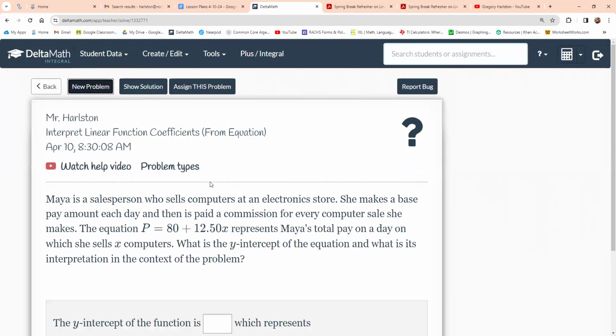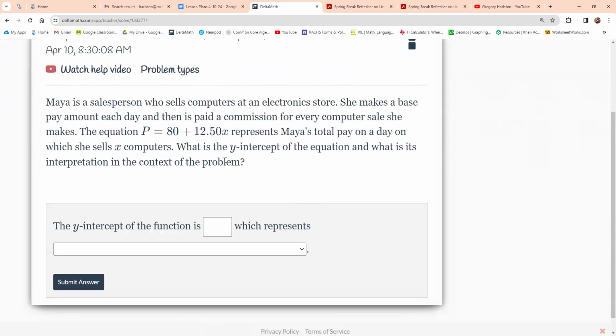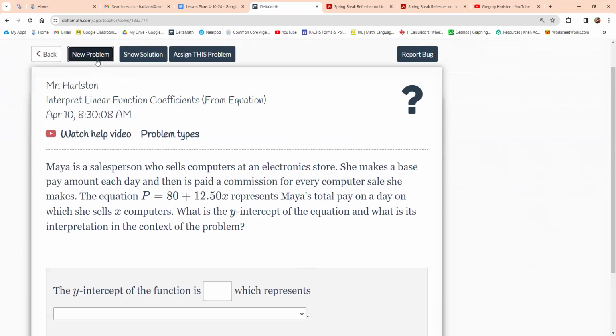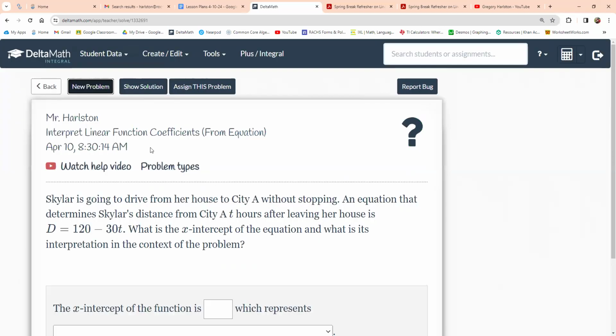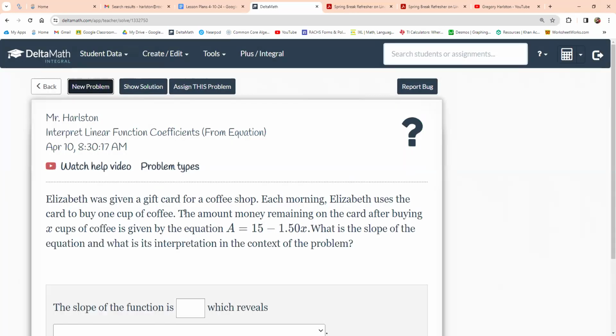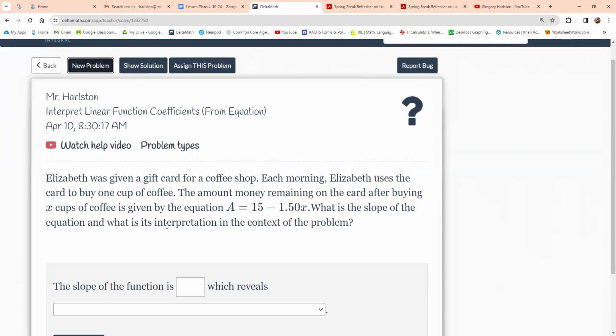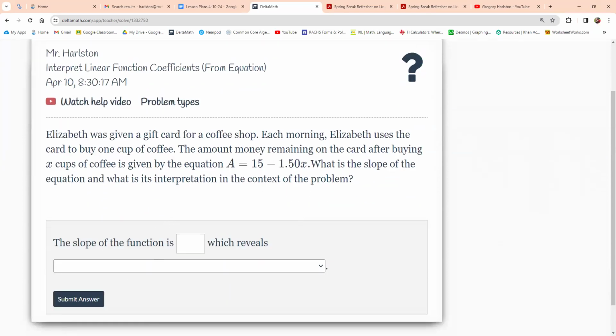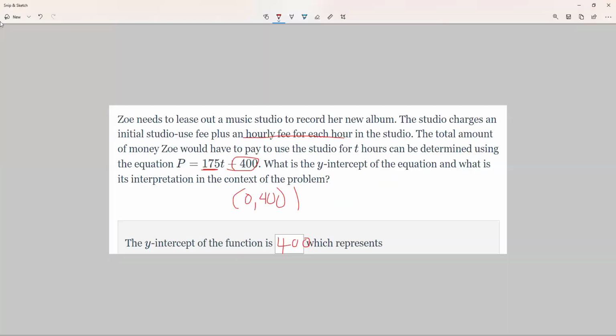Now let's do another one. Let's see what we got here. This is another y-intercept question. Let's see if we can find one that has slope. I'm gonna skip that one. Well, okay, here's the slope. So let me take a picture of this real quick so I can mark it up.